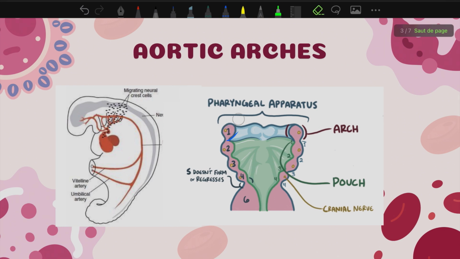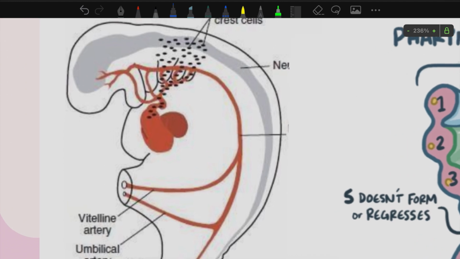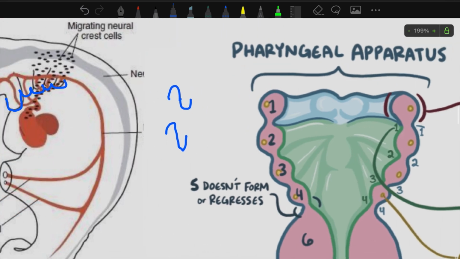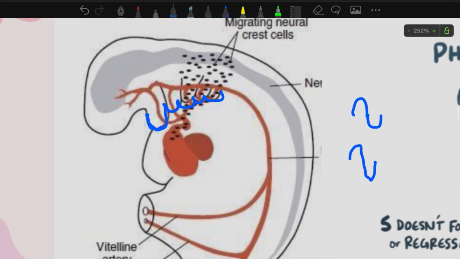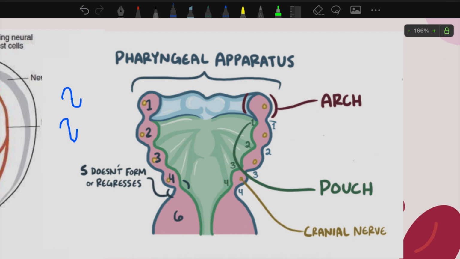So basically, in fetal life, the baby has these things in the pharyngeal part, which are called the pharyngeal arches. An arch means an elevation, and a pouch means a depression. So that's an arch and that's a pouch. As you can see, there's this arch and then it goes and comes back, and that's a pouch. So from a superior view, we have these pharyngeal arches.